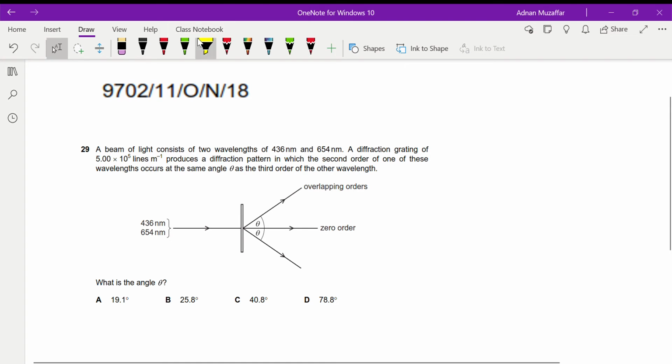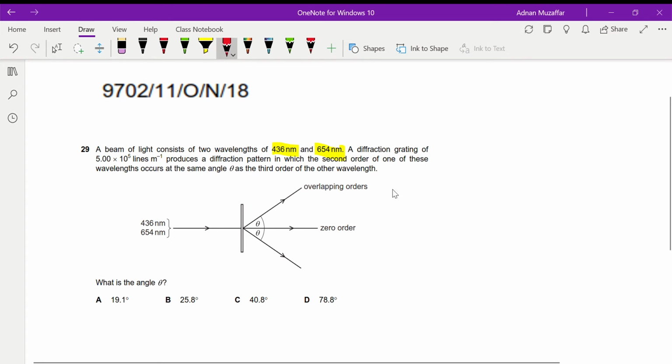So you can see that they have mentioned here a beam of light consists of two wavelengths. So these are the two wavelengths. One is 436 nanometer and the other one is 654 nanometer. So I can just highlight these wavelengths, 436 nanometer and 654 nanometer. Okay. And then diffraction grating of 5 into 10 to the power 5 lines per meter.